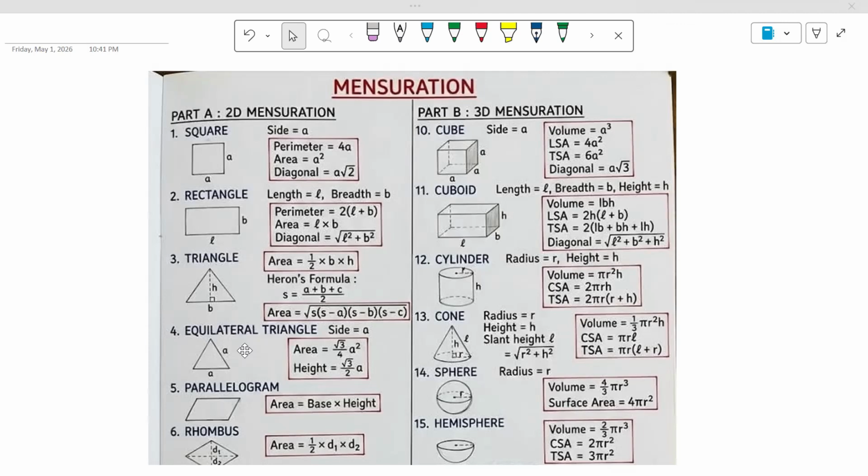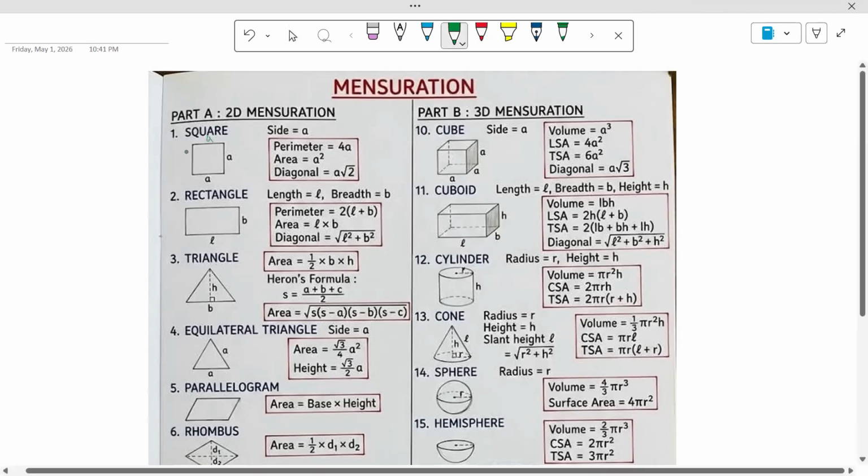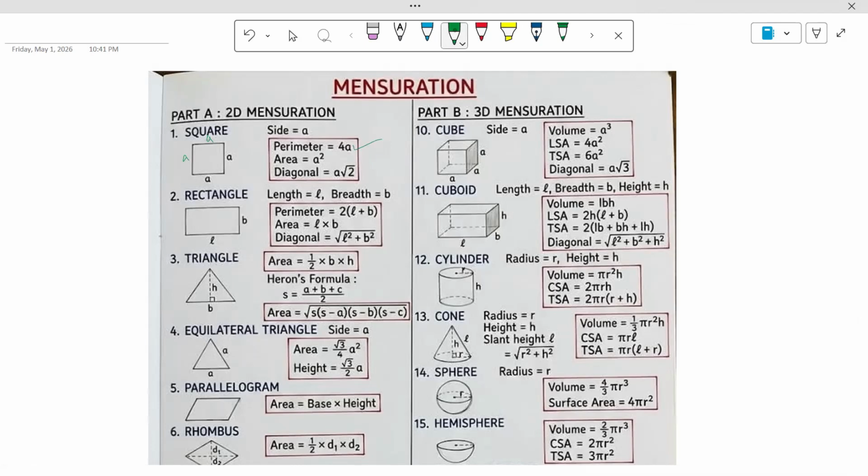First of all, the very simple square. Perimeter. Perimeter means sum of all sides. It means if A and A, so that's how sum of all sides becomes 4A. Then area, length into breadth. Here the length is A and this thing, so A square. If you need to get the diagonal's length, this is the diagonal. There are two diagonals in a square.